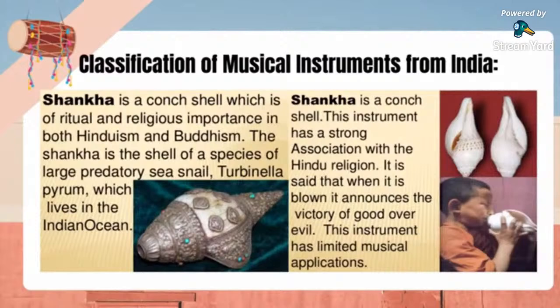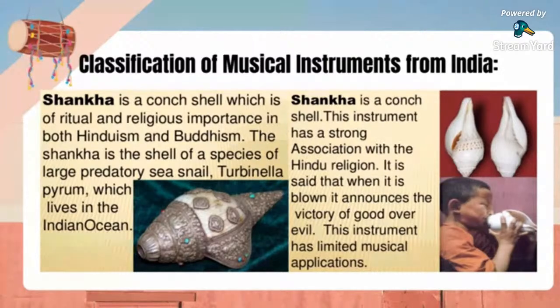Shankha is a conch shell which is of ritual and religious importance in both Hinduism and Buddhism. The shankha is the shell of a species of large predatory sea snail, Turbinella pyrum, which lives in the Indian Ocean. This instrument has a strong association with the Hindu religion. It is said that when it is blown, it announces the victory of good over evil. This instrument has limited musical applications.